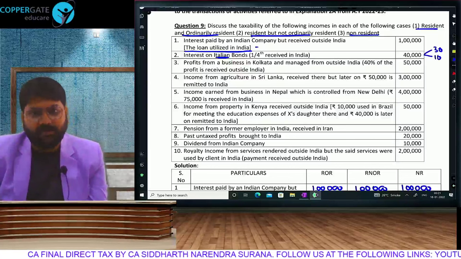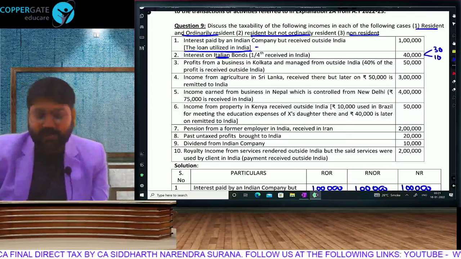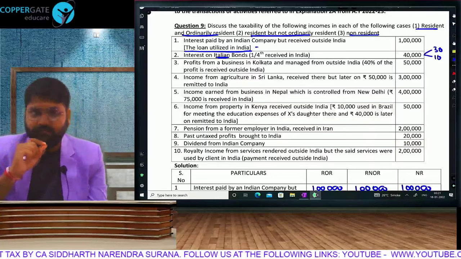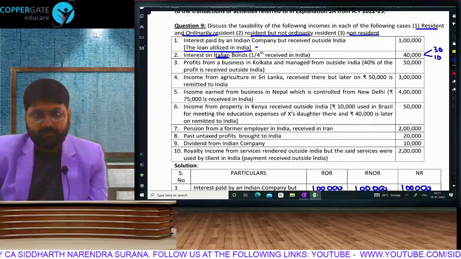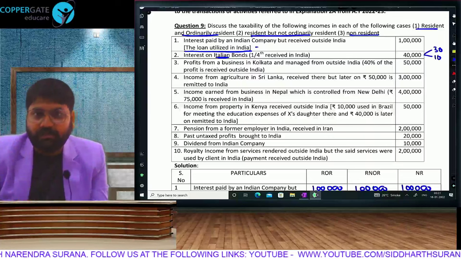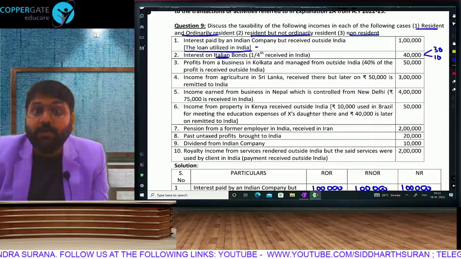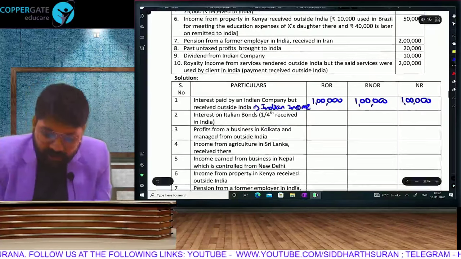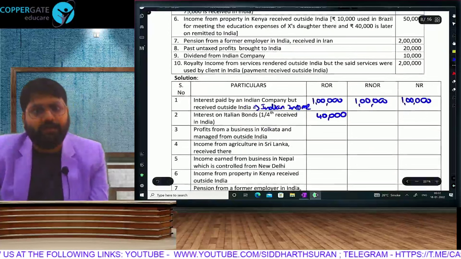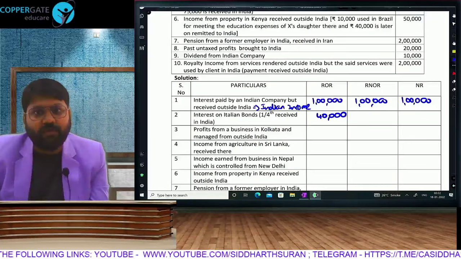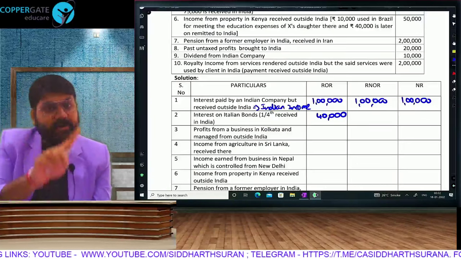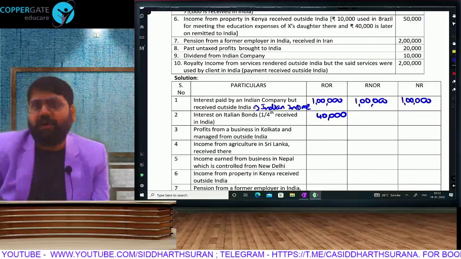What about 30,000 rupees? What do you think? It is income in Italy. That means, can I say foreign income? No connection with India. So, can I say that 30,000 will be nil for all three columns? No. I'll tell you one thing. In this column, when you look at the income, at that time only you stop using your brain. Entire 40,000 is going to be taxable. Why full? Because ROR has to pay tax on Indian income of 10,000 as well as foreign income of 30,000.